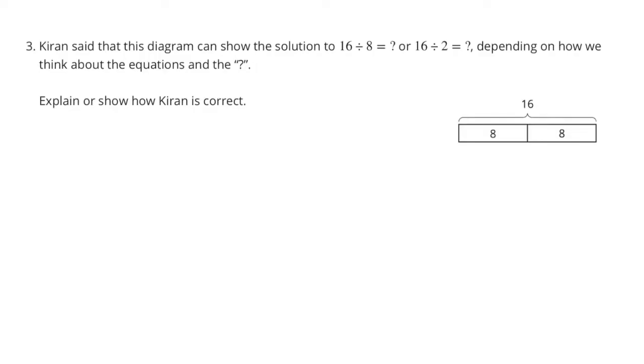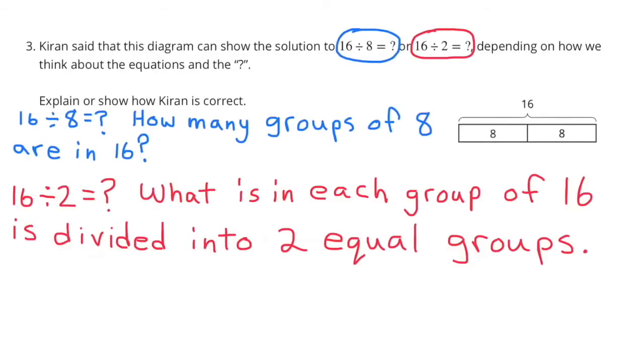Number 3. Kieran said that this diagram can show the solution to 16 divided by 8 equals what number, or 16 divided by 2 equals what number, depending on how we think about the equations and the question mark. Explain or show how Kieran is correct. 16 divided by 8 equals what number can be thought of as how many groups of 8 are in 16. And 16 divided by 2 equals what number can be looked at as 16 is divided into 2 equal groups.